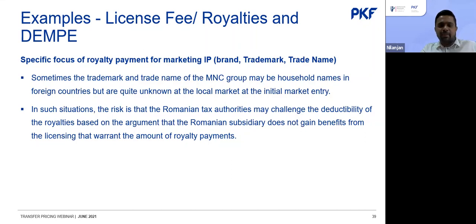There's a similar example with royalty payment for marketing IP, with brands, trademarks, and trade names. Sometimes our parent is a big name, but it's not very well known in the local market. It's not really well known in the Romanian market. Does it still command a big fee for the brand or trademark? This is something we need to consider. We need to see what perceived benefits we have by using that trademark. If you are not able to demonstrate in the transfer pricing report that you're clearly getting benefits, and just some big name is coming and I'm paying royalties for using its brand, it doesn't make sense.